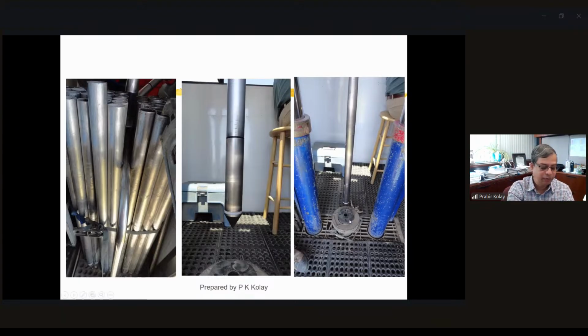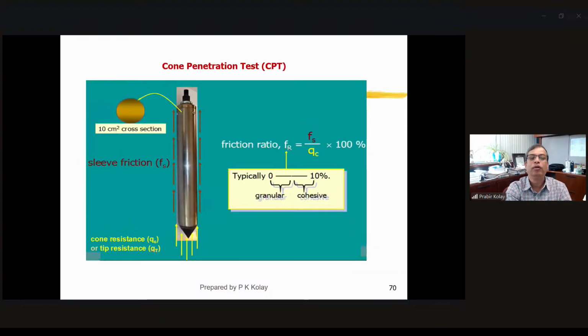And again, it gives you advantages. It is very quick, and it gives you two things. One is the cone resistance, or tip resistance, and it also gives you the skin friction, because the instrument is inside. You can then find out the friction ratio, which is the skin friction divided by the cone resistance. You can easily calculate it from there.